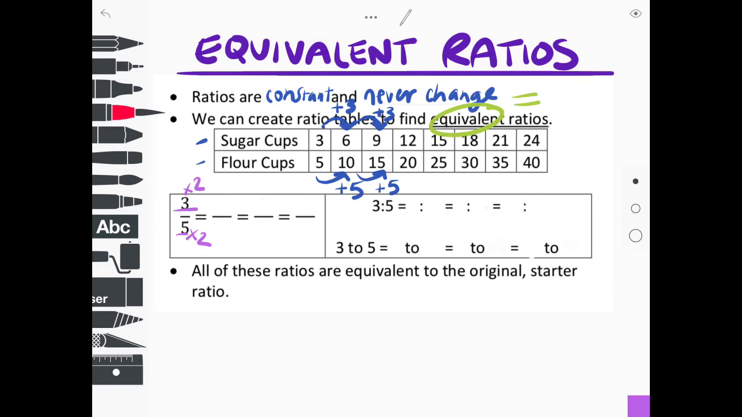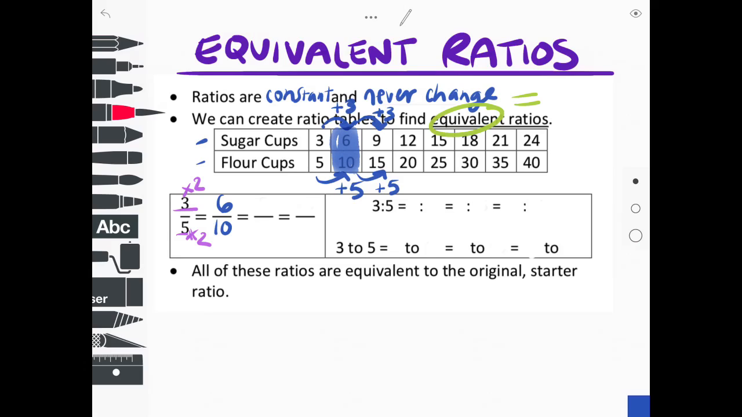So for example, if we multiply 3 and 5 by 2 and 2, we get 3 times 2 is 6, 5 times 2 is 10. We get 6/10. Let's see if 6/10 is in our ratio table. It is. So 6/10 is in our ratio table. So that confirms that this is an equivalent fraction or an equivalent ratio.